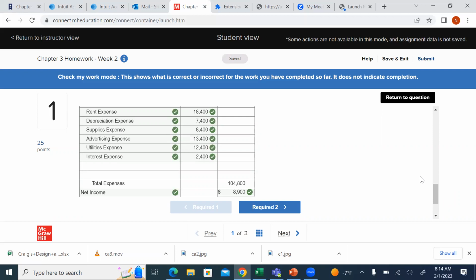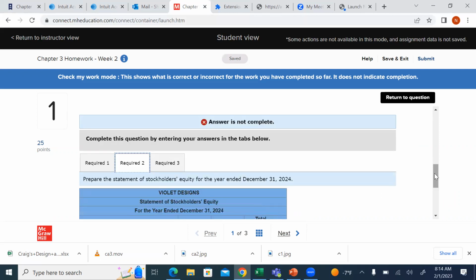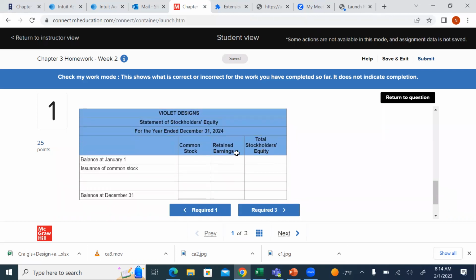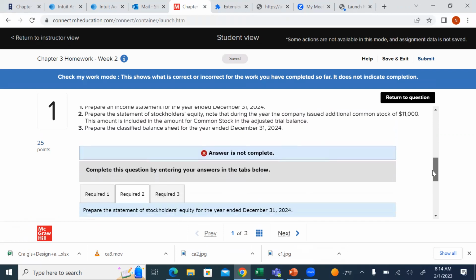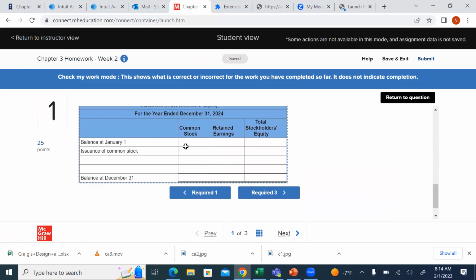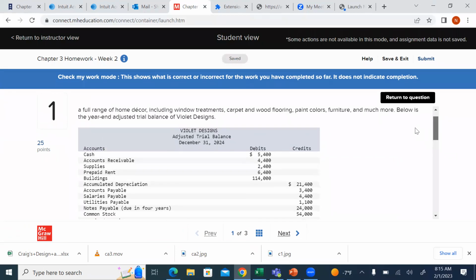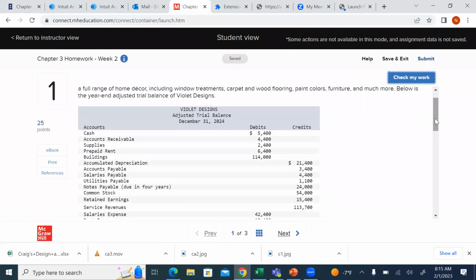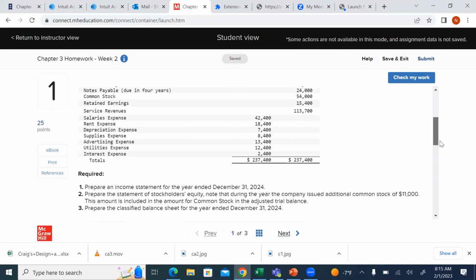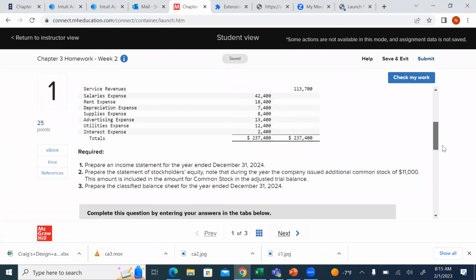Okay. Now, remember, we need this 8,900 in order to fill in the retained earnings. So we want to add, can I go in here? Answer is not complete. I know that. So our beginning balances, does it tell us? You've got to return to the question. Oh, I'm so sorry. No wonder. Thank you. So prepare a statement of stockholders' equity.